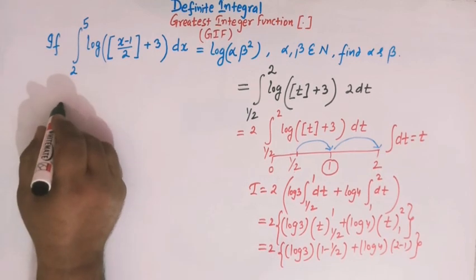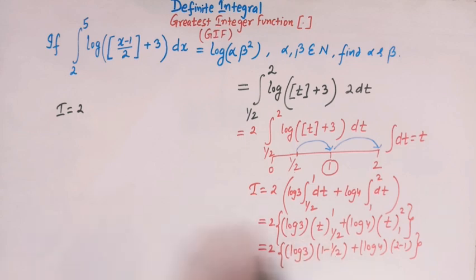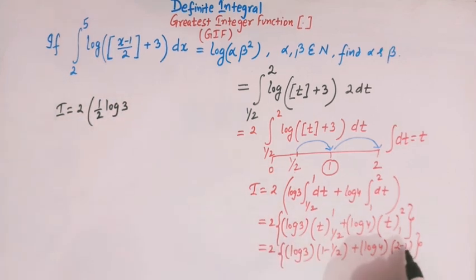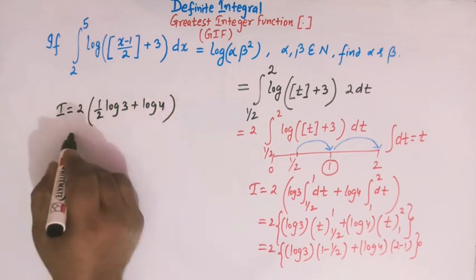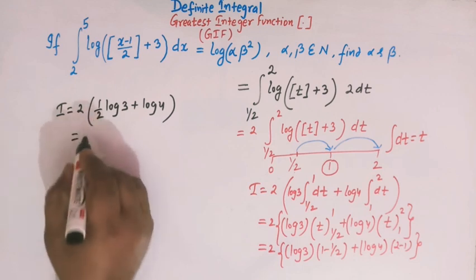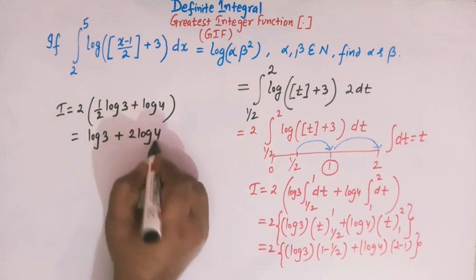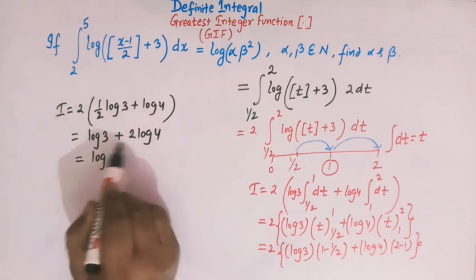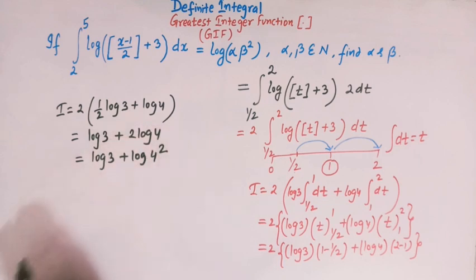So now I can further be written as 2 times, and here 1 minus half is half, so we can write it as half log 3, and here 2 minus 1 is 1, so we have simply log of 4. And now we can multiply these two terms by 2, so the 2 and 2 get cancelled, and we have log of 3 plus 2 log 4. And now this can also be written by making use of the properties of logarithms. So we have log 3 plus log of 4 square.